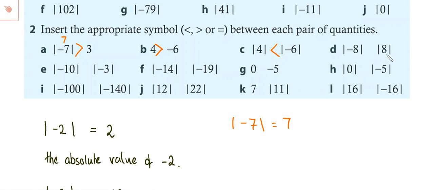What sign goes between negative 8, the absolute value of negative 8, and the absolute value? They are equal. Negative 10, negative 3. Oh. Because this is negative 5, not the absolute. Okay. And it's equal.